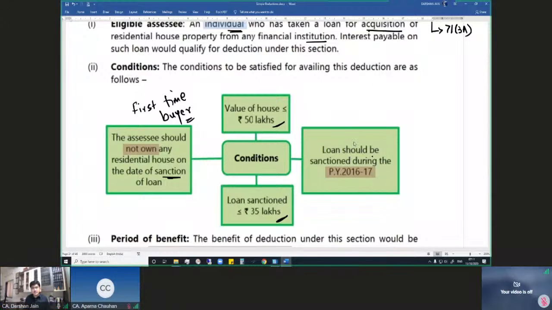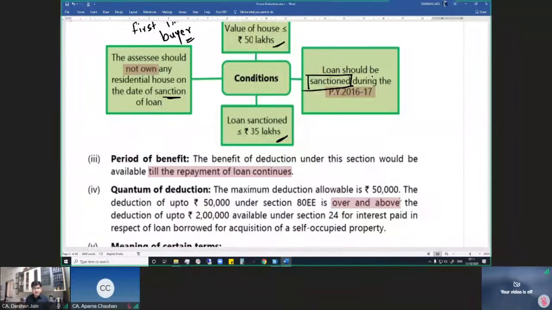Now, there is a condition in respect of the period in which the loan is sanctioned. So, the period in which the loan is sanctioned should be previous year 16-17. Note, it is the date of sanction of the loan that is important and not the date of disbursement of the loan. So, you could have taken a disbursement of the loan at any point in time, but it should have been sanctioned during the year 16-17.